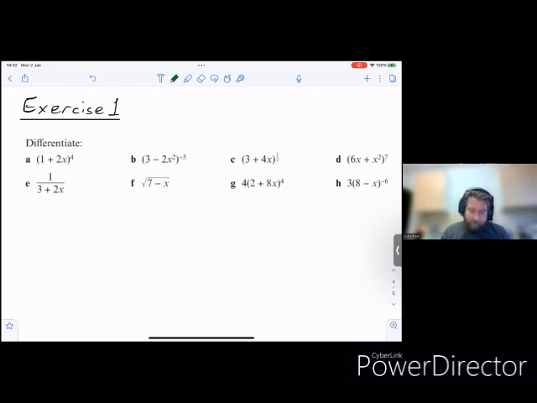Okay, so if you've had a go at part A, continue. So if we differentiate 1 plus 2x to the 4, we treat it as if the bracket is just x. So it becomes 4, 1 plus 2x cubed. But then we've got to multiply by the derivative of the bracket. So we've got to multiply by 2. Then we tidy that up, and we get 8, 1 plus 2x cubed. Okay, so again, that was the first question.